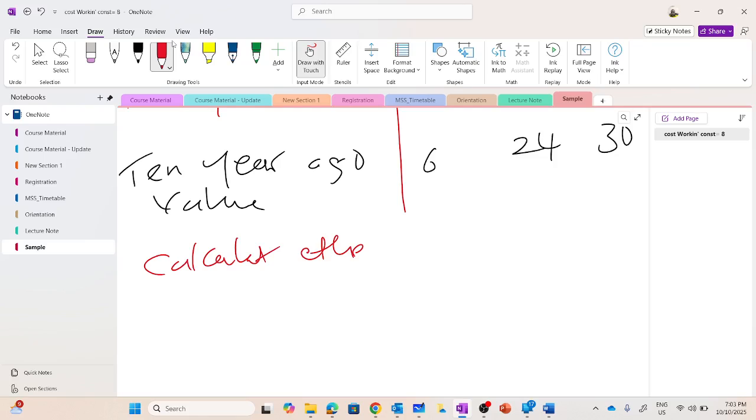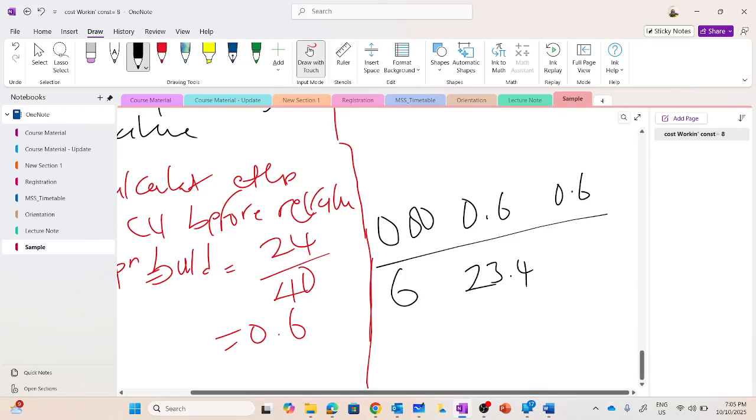The land depreciation is 0.00. Why is the building depreciated by 0.6? So total depreciation is 0.6. So the carrying value is 6, and 24 minus 0.6 is 23.4. So the total value will be 23.4 plus 6, which is 29.4.